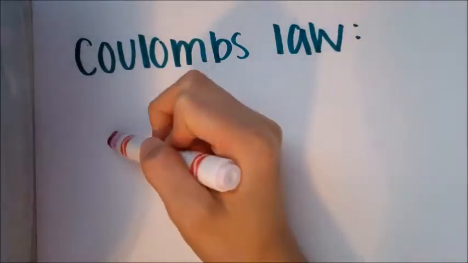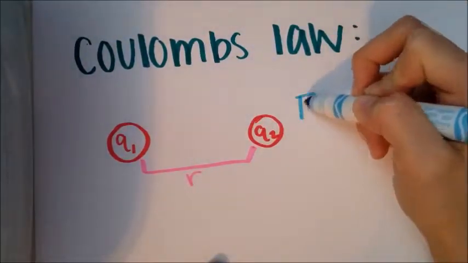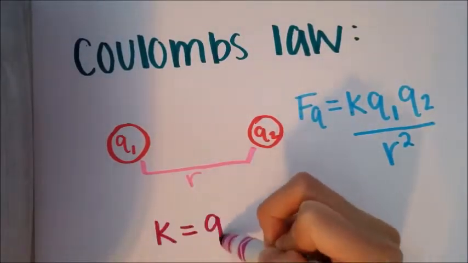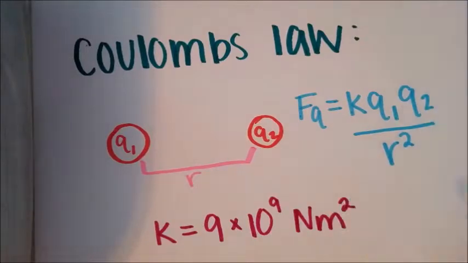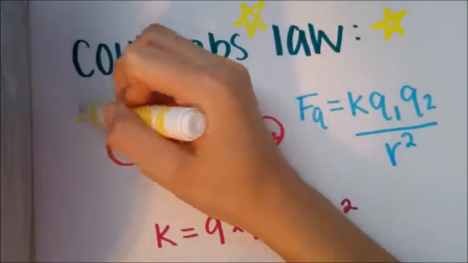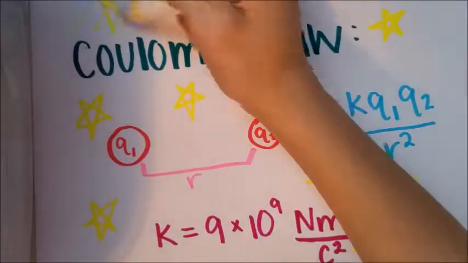Coulomb's law states that when there's a particle Q1 and another particle Q2 with distance r between them, the electrostatic force equals a constant K times Q1 times Q2 divided by r squared, where K equals 9 times 10 to the 9th Newton meters squared per Coulomb squared.